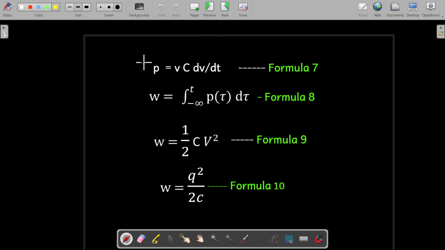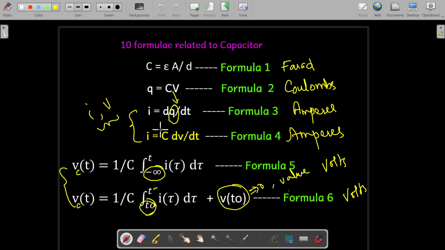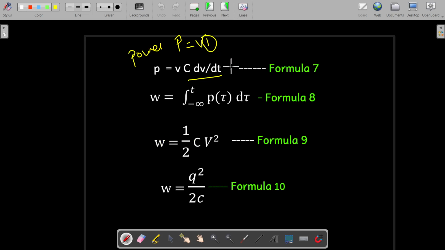Then the seventh one is power. Power is equal to VI, isn't it? P equals VI is the general formula. In place of I, we substitute C into dV by dt, which is the fourth formula, so that we get the seventh formula. The unit of power is watts.